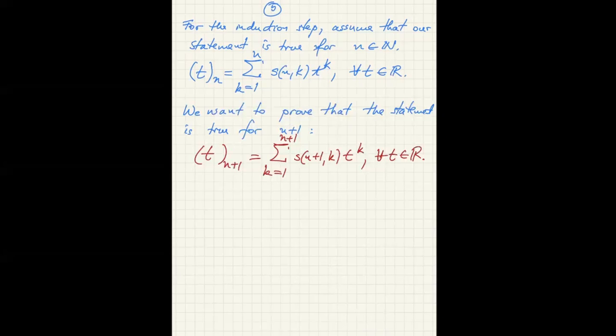So how do we go about proving the red equation? Well, we start with the equation that we know, okay? So let's first take T, a real number, and from our induction hypothesis, we know that T_n is the sum from k equals 1 to n of S_{n,k} T to the power k.